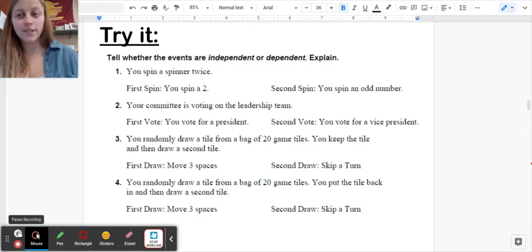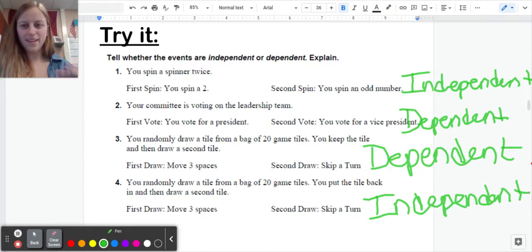And here are the correct answers to this. So the first one, spinning your spinner, the numbers on the spinner don't change. The second one is dependent because if you vote for president, you can't vote for that person for vice president, so you have to vote for someone else. Same thing with keeping the tile. You can't pick out the tile that you just picked if you kept it, so your probability is dependent. And last but not least, putting the tile back makes me still have 20 game tiles in the bag, so that is independent.